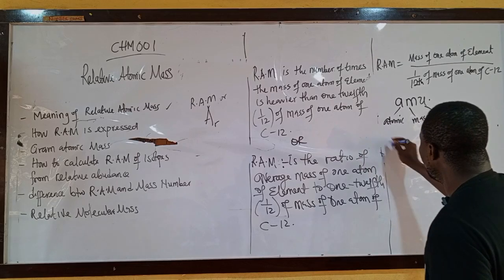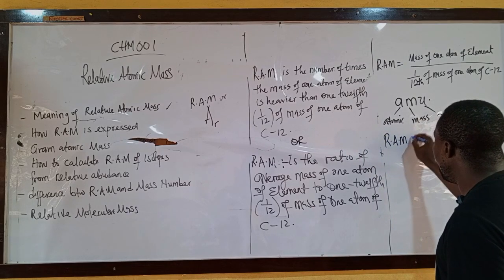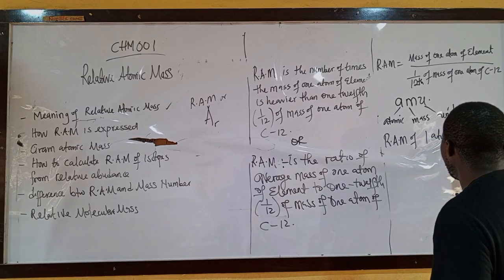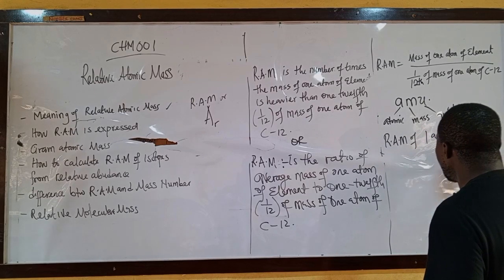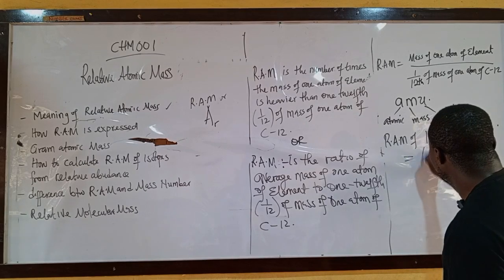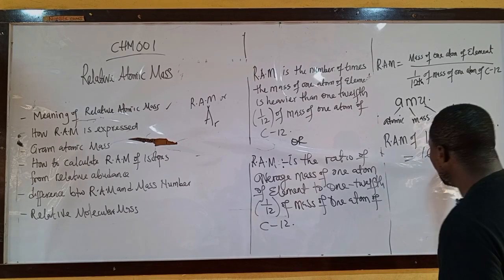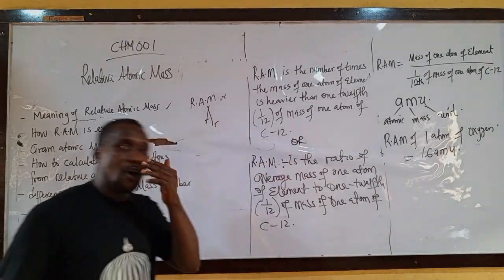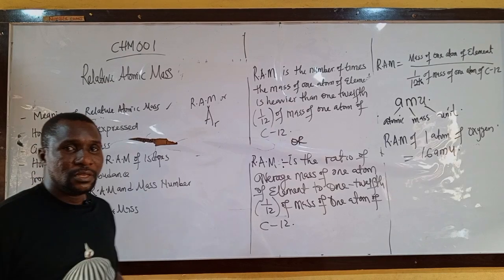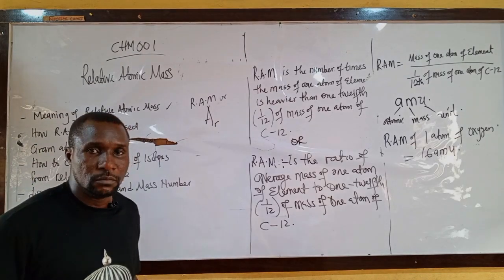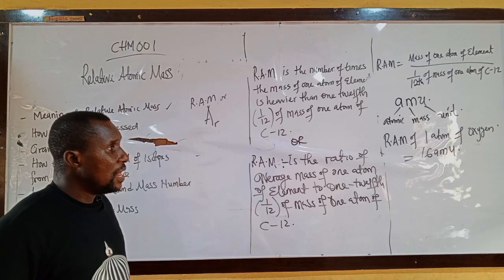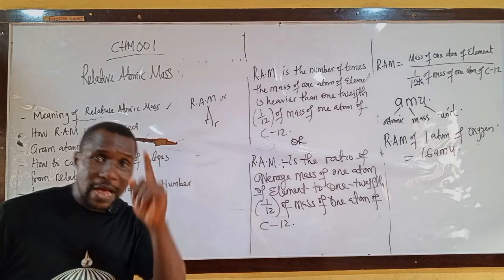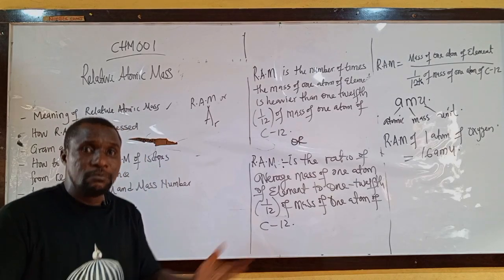That means the relative atomic mass of one atom of oxygen, I can give it in the form of AMU, which is 16 AMU. Take note. I can express relative atomic mass of one atom of nitrogen as 14 AMU. I can express relative atomic mass of one atom of carbon as 12 AMU.